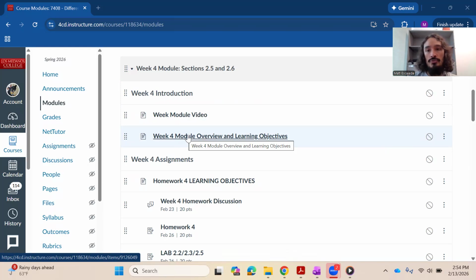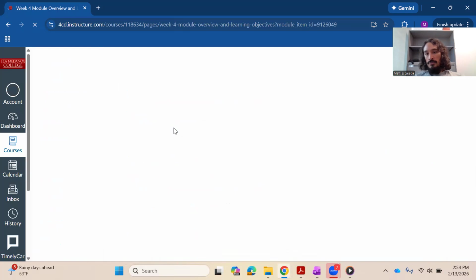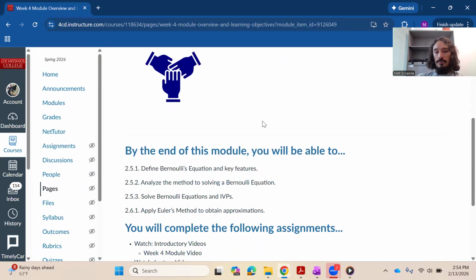Moving on to the overview and learning objectives for this week, it's pretty straightforward in that we're going to be learning a new type of differential equation, the Bernoulli's equation. We're going to learn it and then learn how to solve it. And then we're going to learn about Euler's method, and that's just a numerical way to solve a differential equation. So not graphically, not analytically, it's numerically, so it's going to be with some iteration.